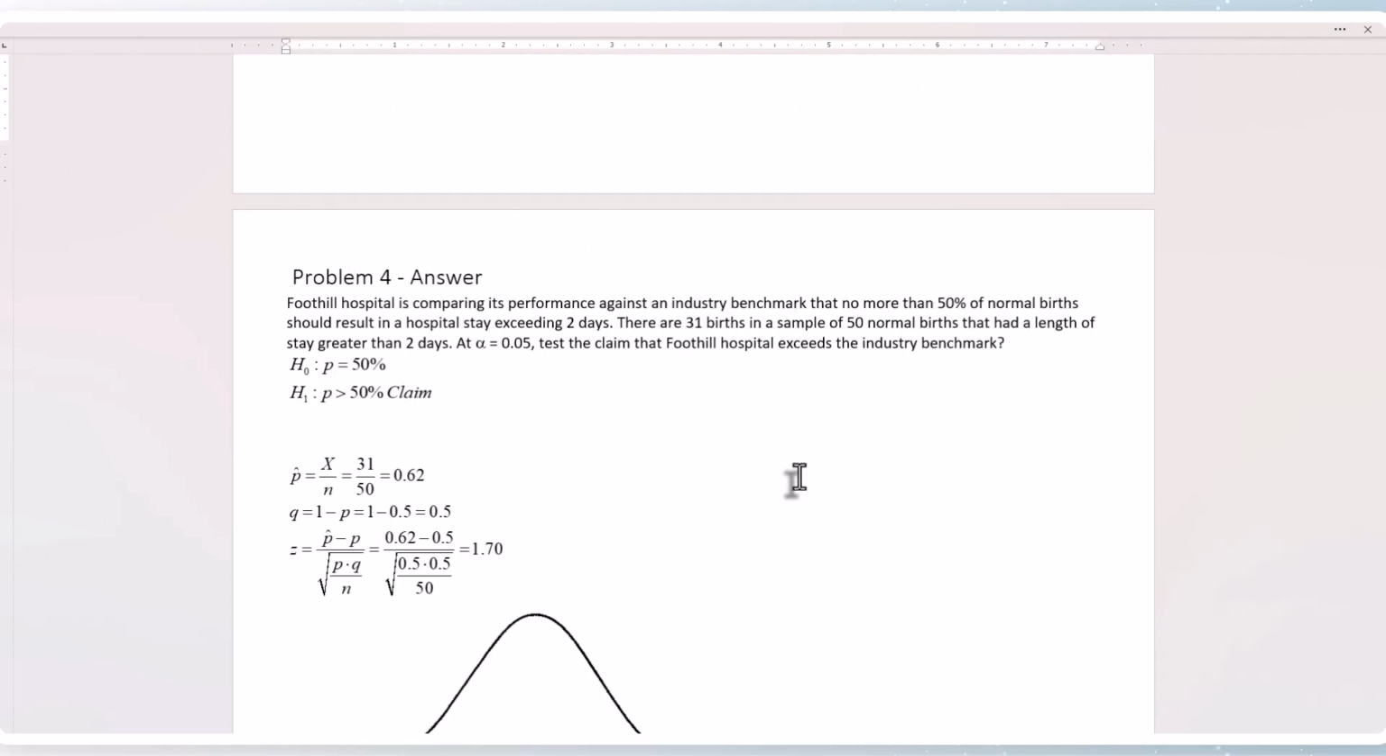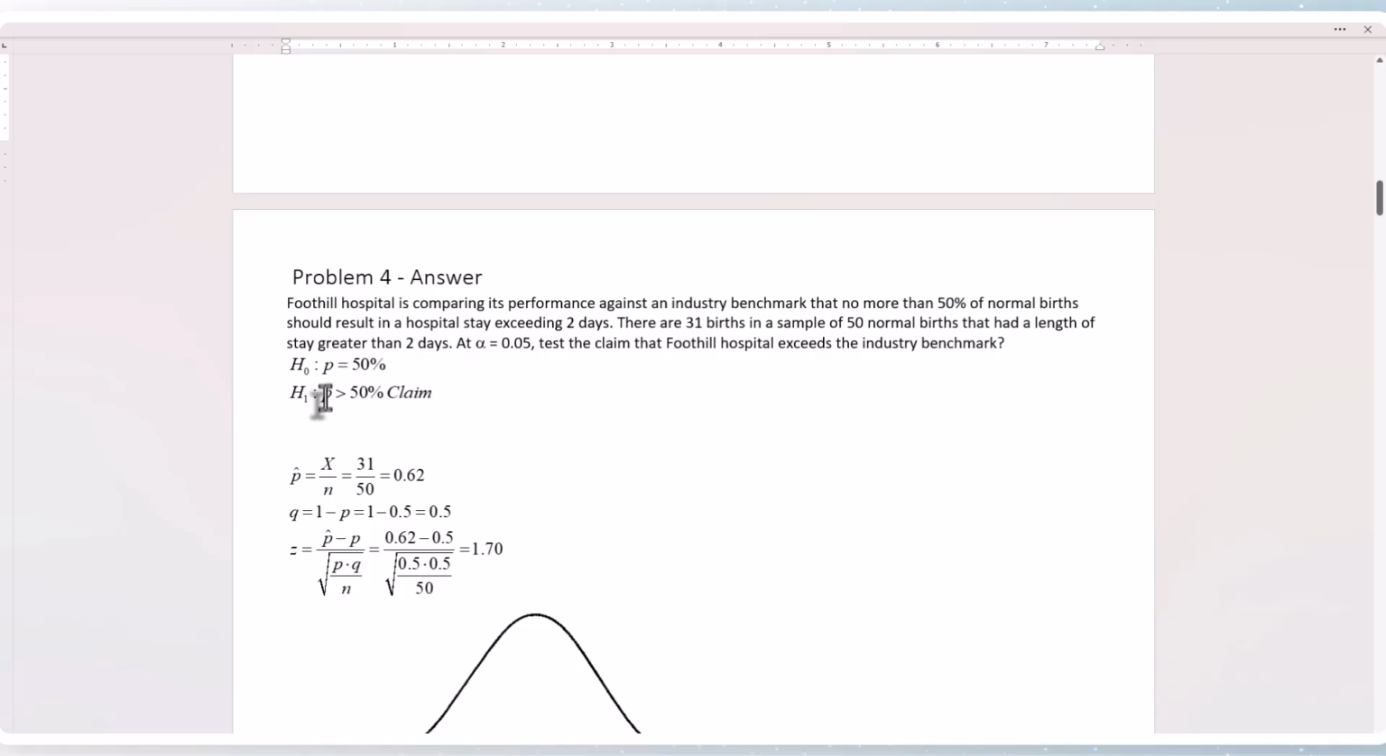So for problem 4, it states Foothill Hospital is comparing its performance against an industry benchmark that no more than 50% of normal births should result in a hospital stay exceeding 2 days. The sample data is that there are 31 births in a sample of 50 normal births that had a length of stay greater than 2 days. At alpha 0.05, let's test the claim that Foothill Hospital exceeds the industry benchmark.